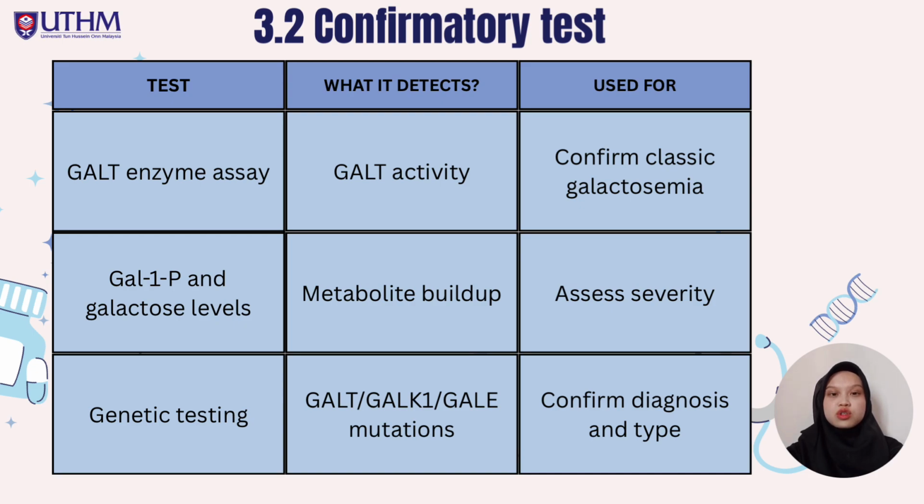Confirmatory tests. To confirm galactosemia, doctors use a few tests. First, the GALT enzyme assay checks the enzyme activity to confirm classic galactosemia. Second, measuring GAL1P and galactose levels helps assess how severe it is. Lastly, genetic testing looks for mutations in the GALT gene to confirm the diagnosis and type.